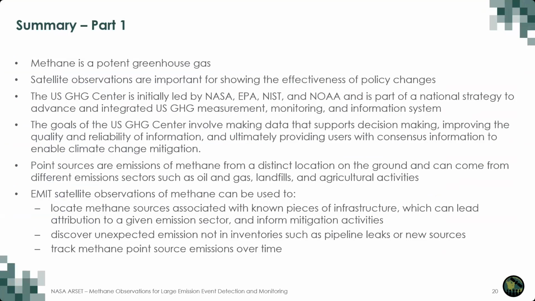While methane has both natural and anthropogenic sources, this training focused on satellite observations of methane point source emissions. Point source emissions are emissions of methane from a distinct location on the ground and can come from different emission sectors, such as oil and gas, landfills, and agricultural activities. The EMIT sensor on board the International Space Station is an example of a satellite point source imager. EMIT methane observations can be used to locate methane sources associated with known pieces of infrastructure, discover unexpected emissions, maybe not in inventories, and track methane point source emissions over time.